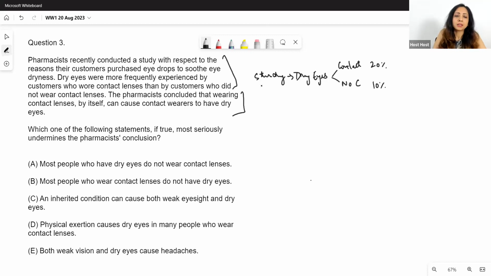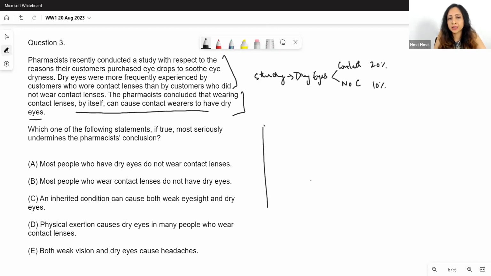All right. Now, what does the question stem say? Which one of the following statements, if true, most seriously undermines the pharmacist's conclusion? So we have to undermine the conclusion of this. So basically a weaken question, right? At first, we look at the options, which actually confuse people. Most people who have dry eyes do not wear contact lenses.